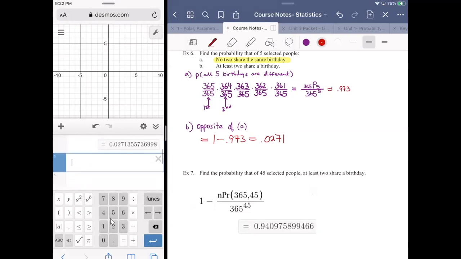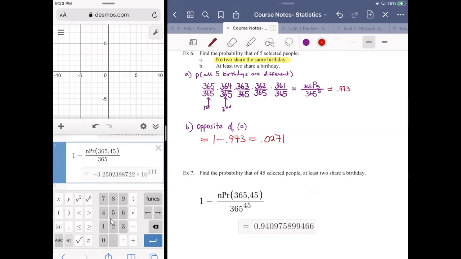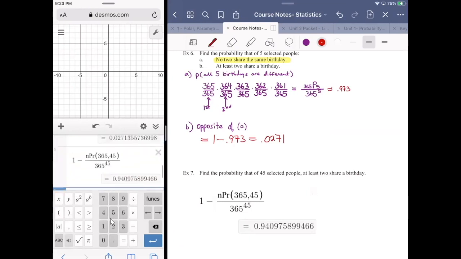But yeah, now the other one, it was 1 minus the fraction NPR 365 45, and then 365 raised, not divided by something, raised to the 45th power. And so that's where that decimal comes from. Right, so hopefully that helps.